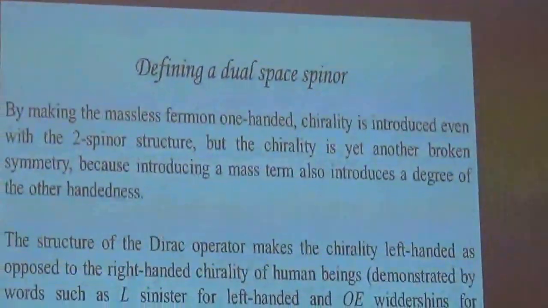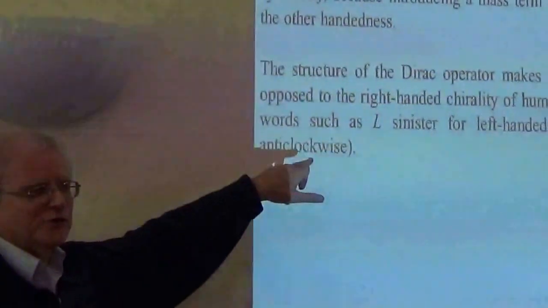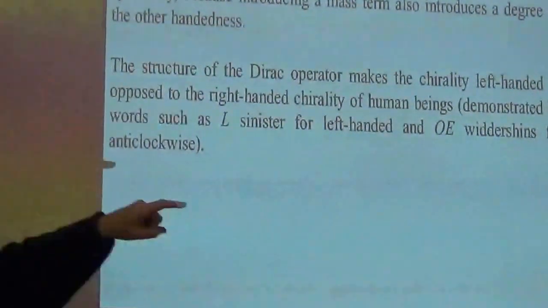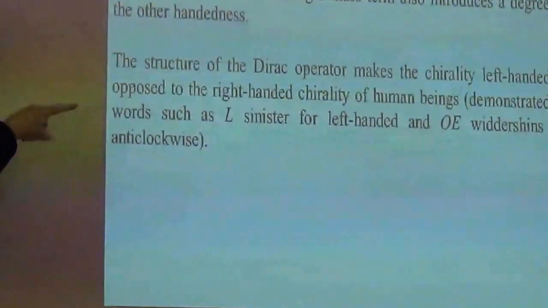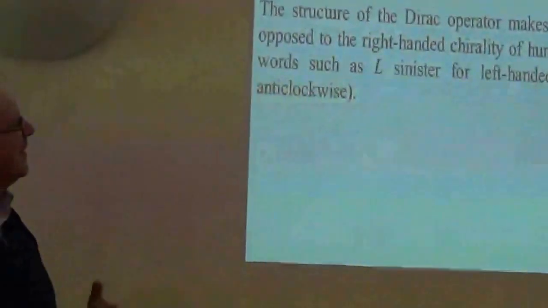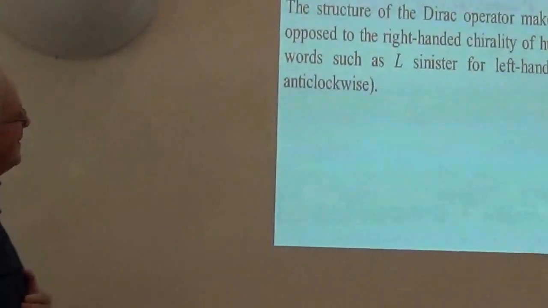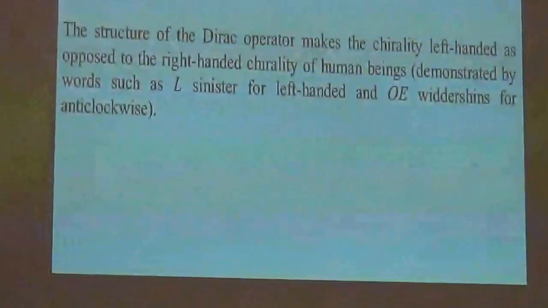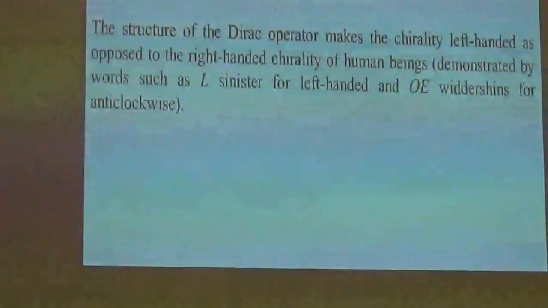I had a competition with a colleague that I could introduce the word widdershins into a paper. So I said the structure of the Dirac equation makes the chirality left-handed as opposed to the right-handed chirality of human beings. And isn't it amazing? My eye fell on that and that's the word that they hit. We know that we're chiral because we use words like sinister for left-handed, and we also use words like widdershins, they're all the wrong way around, to go anti-clockwise. So there we are. I've now introduced it.